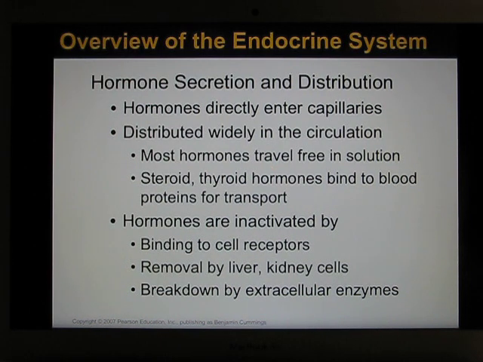And hormones are carried by blood. Hormones are part of the endocrine system. The endocrine cells release them directly into the blood and they travel by blood. Eventually they will be inactivated. They will be removed by the liver and by the kidney.